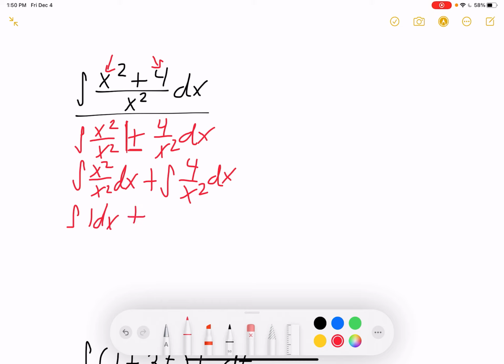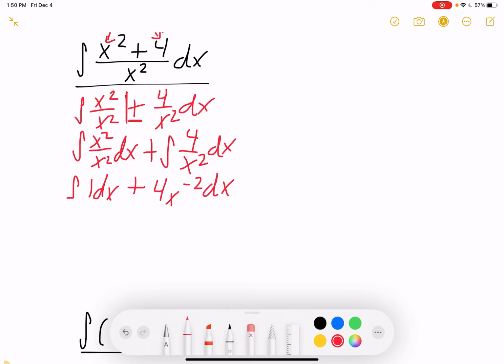The second one here, if we have a variable that's to an exponent on the bottom, we can bring it to the top by making the exponent negative. So we're taking something from the denominator, bringing it to the numerator by making the exponent negative. So it becomes 4x to the negative 2, and now everything's on top. Now from here, we can just apply our power rule.